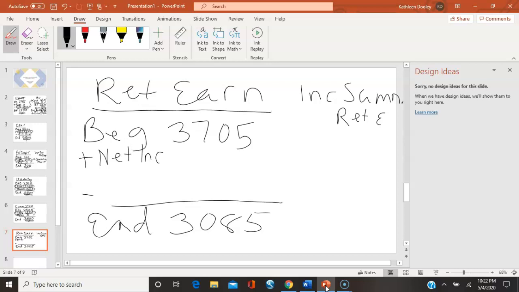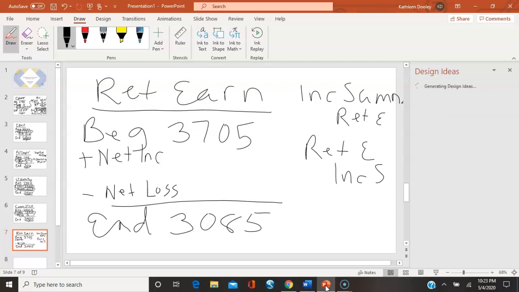Now, if I had a loss, then I need to credit income summary and I would debit retained earnings, okay, if I had a loss. So in that case, I'm decreasing retained earnings if I have a net loss. That would make it go down. Now, we're only going to have one or the other. We either have net income this year or we have a net loss this year. So whichever one we have, the other one is not going to happen.